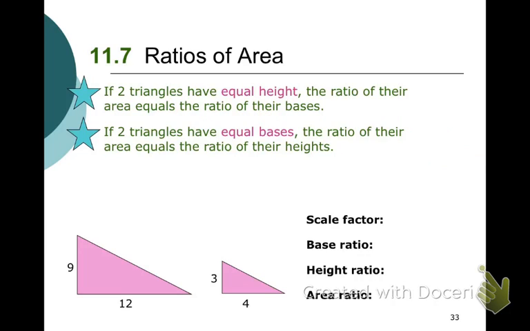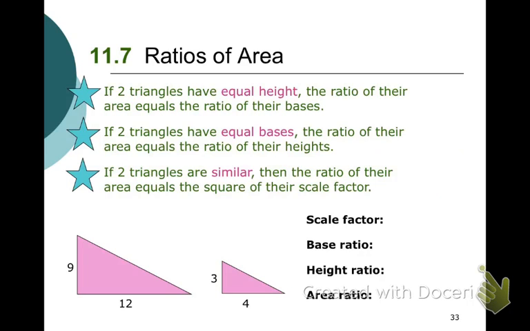So, next one. If 2 triangles have equal bases, then the ratio of their area is just the ratio of their heights. Okay? Makes sense from the same argument. The bases are going to cancel out. Now here's a case where you might see something like that, where you have a triangle within a triangle. So you have a small triangle and you have a large triangle. They have different heights. What's the ratio of their areas? Well, they have the same base. So the ratio of their areas is just the ratio of their heights. Okay?